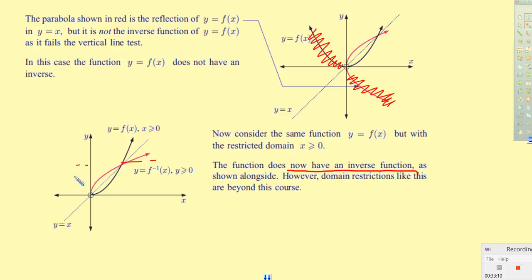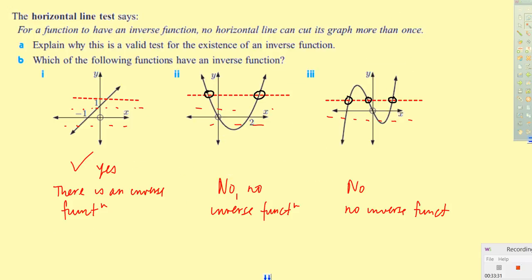They both pass the horizontal line test and the vertical line test. And therefore, in this particular case, y equaling x squared does have an inverse because I've placed a restriction. There's my restriction on the domain: x has to be greater than or equal to 0. Okay, so domain restrictions are going to be a key point here.